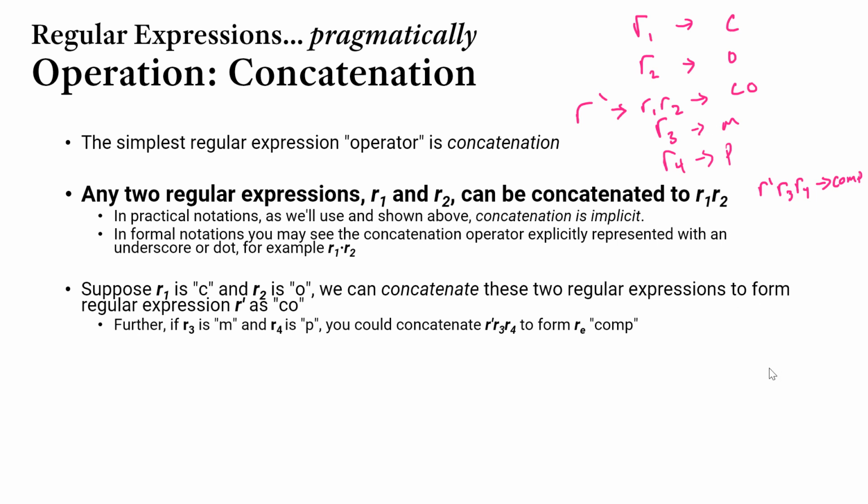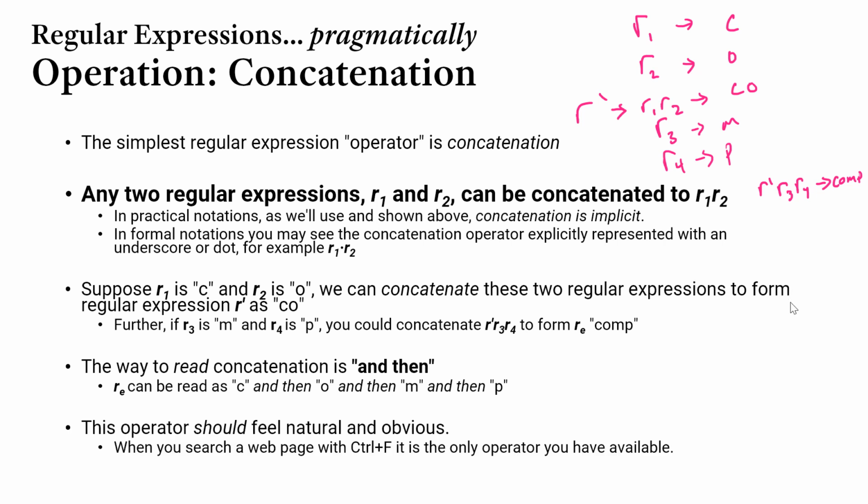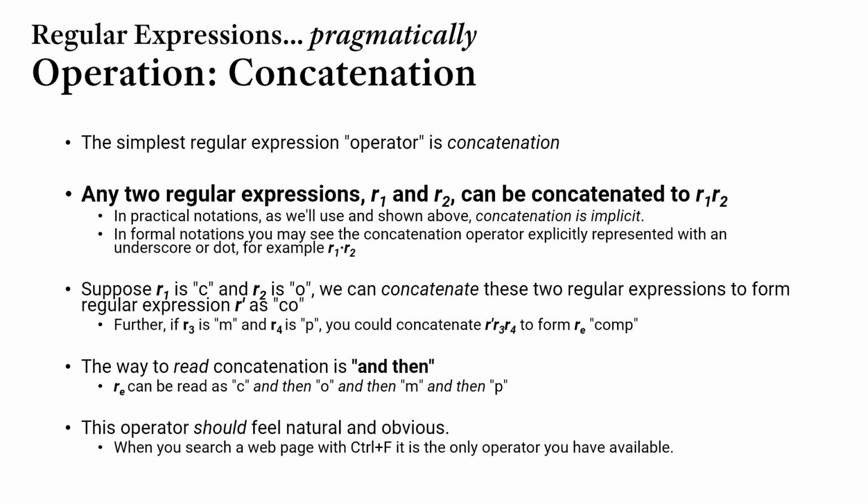But as we've seen already, there are some other operators we can use to build more complex regular expressions. And concatenation can generally join two regular expressions together such that the first one must be followed by the second one in order for there to be a match. And again, the way that you'll read this is the concatenation is read as "and then" or "followed by." This should really feel pretty natural and obvious. This is what you use whenever you search a web page and you hit Control F and you type in a string of characters. Those characters are forming a regular expression where each character is followed by the next, and that's the pattern that you're looking for in a web page to match.